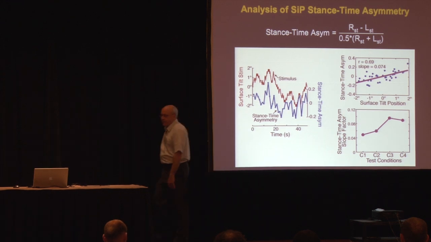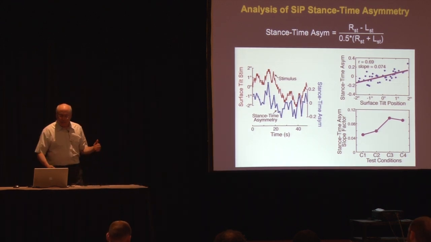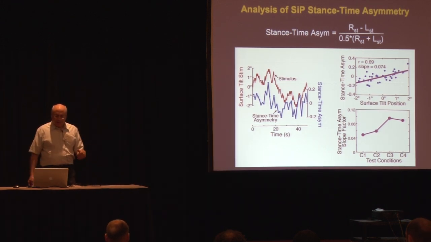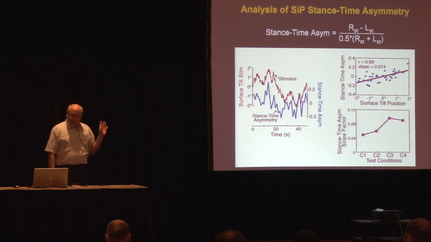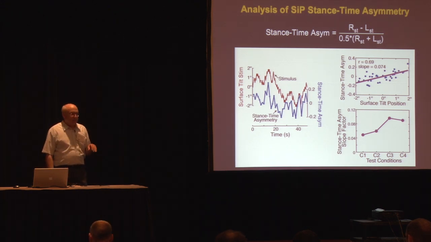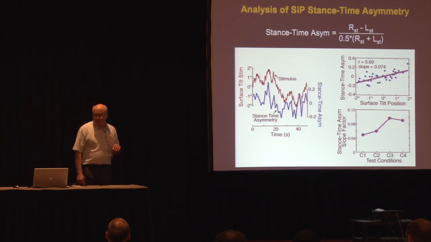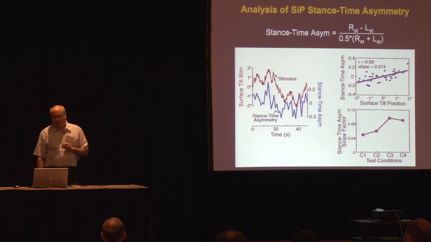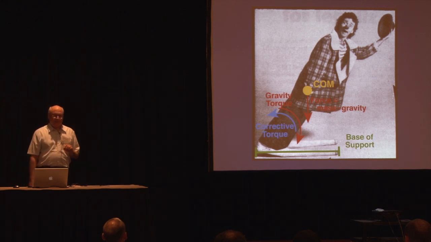So I think just in these conditions, which are relatively small perturbations, this stance time asymmetry or phase modulation scheme is something that humans really do use. So I think that is the last slide. So thank you.